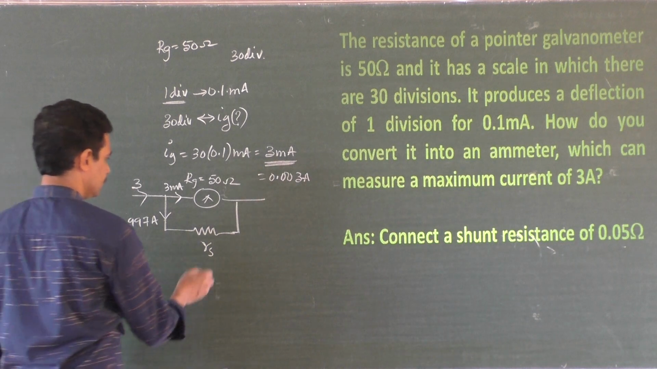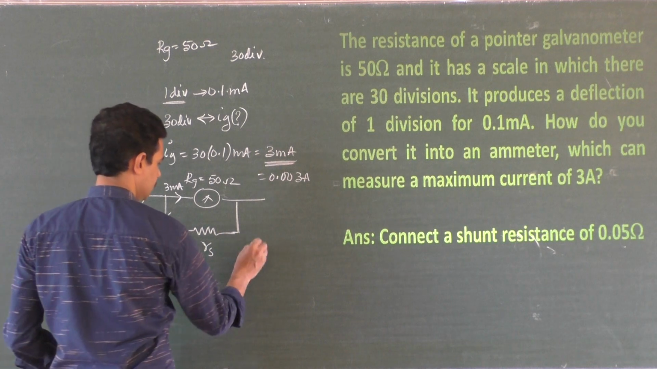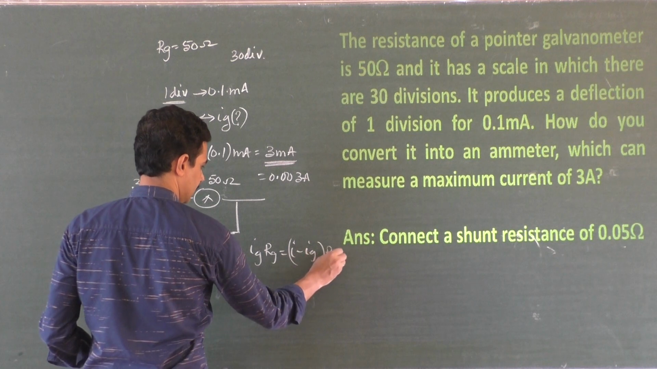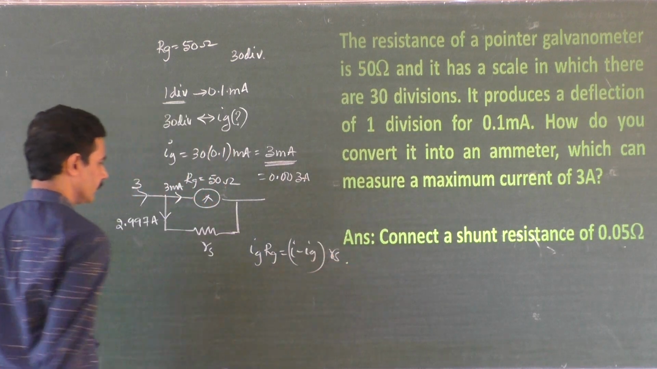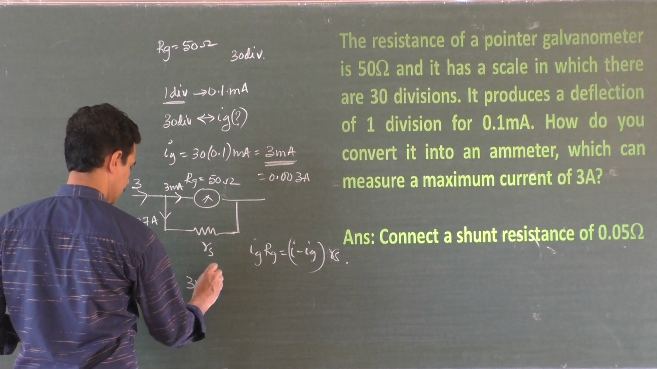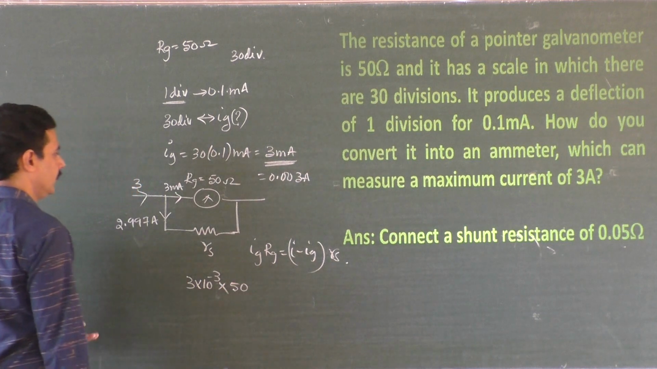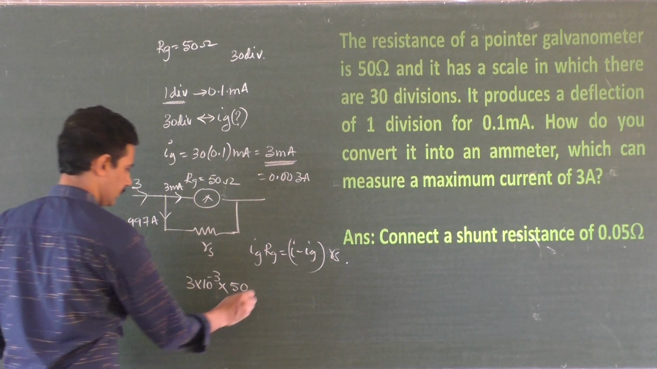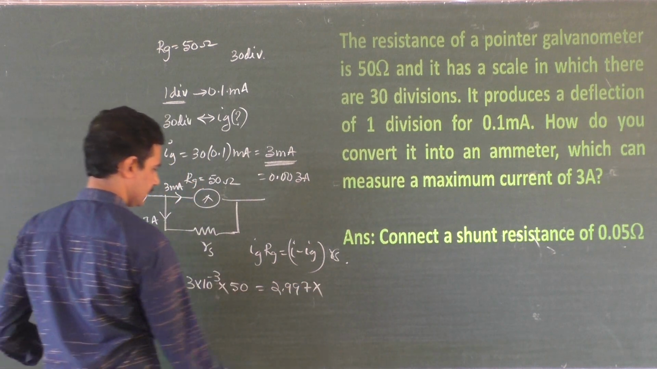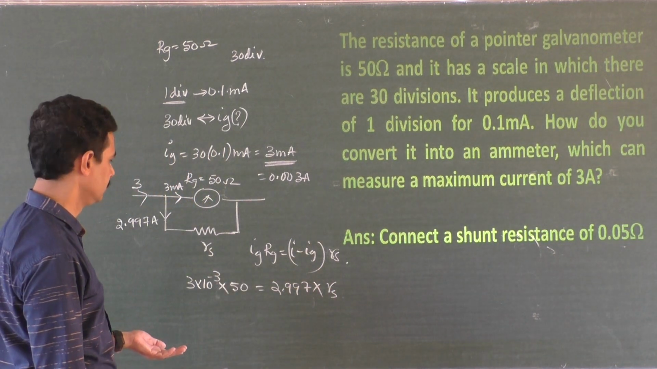Okay, what is the shunt? So directly formula from the diagram itself. Ig into Rg is equal to I minus Ig into shunt resistance. Ig is 3 milliampere into Rg 50 ohm, 3 milliampere into 50 ohm is equal to 2.997 into RS. Or you can take it as almost 3, then it becomes 50 ohm, right?